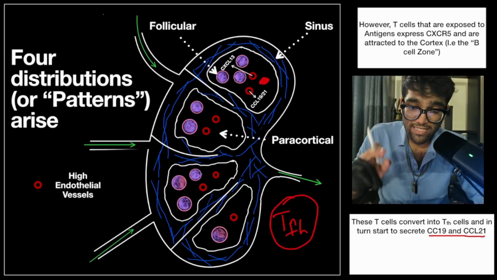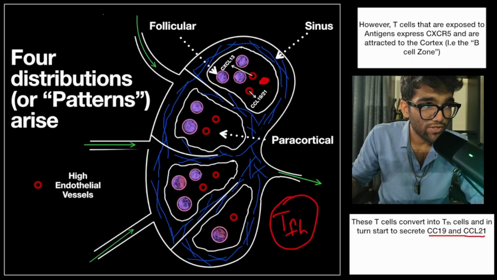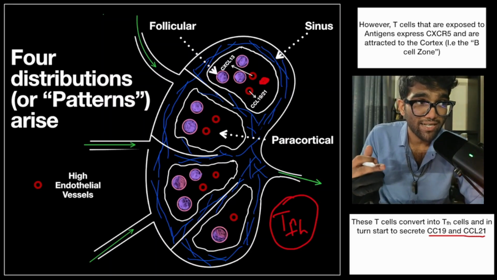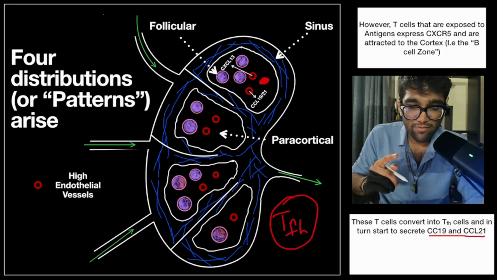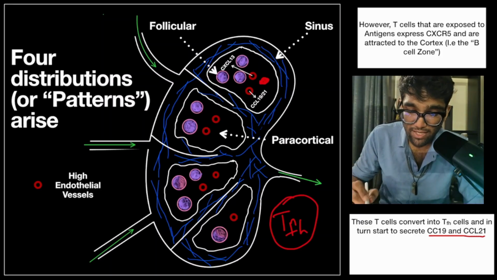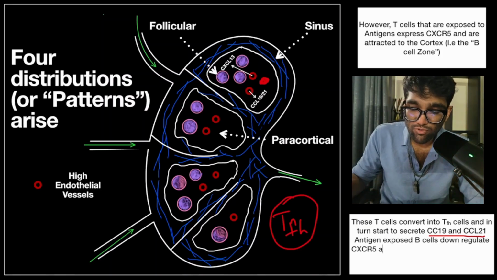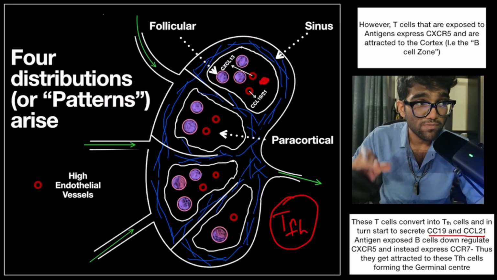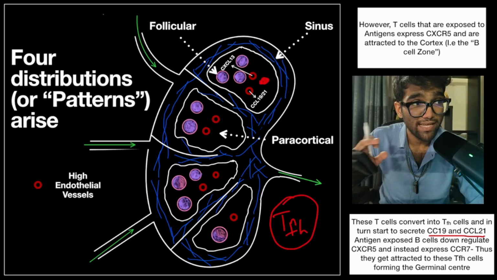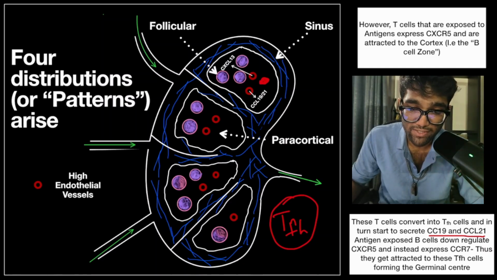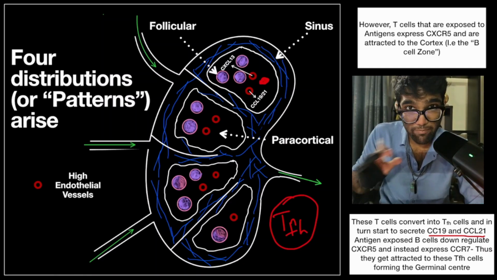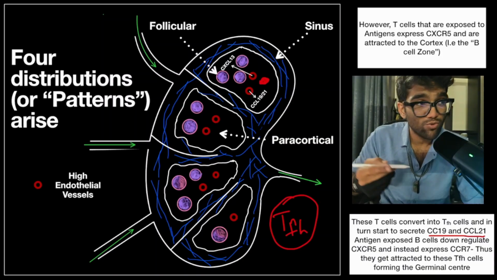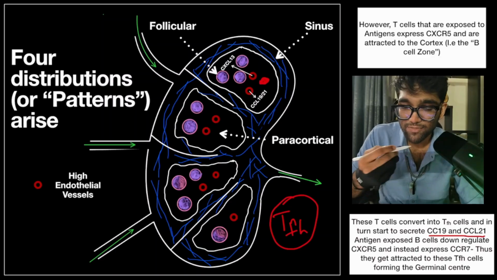Okay, so now CCL19 and 21 is obviously going to attract any cell that expresses CCR7. So you would think that T cells would start getting attracted towards the cortex. But on the contrary, what actually happens is once the B cell is exposed to an antigen, okay, previously it was a T cell getting exposed to an antigen and switching from CCR7 expression to CXCR5 expression. Now, B cells at baseline express CXCR5. Once exposed to an antigen, they do the opposite of what a T cell does. So they start expressing CCR7.